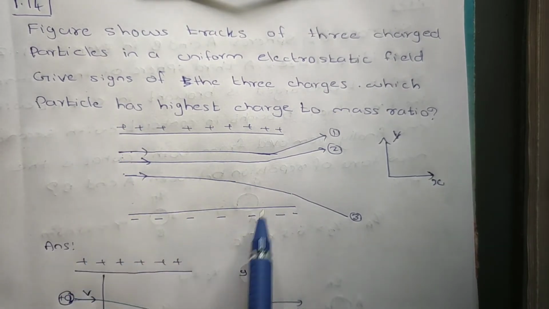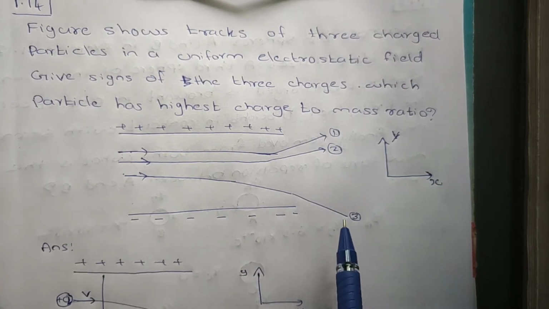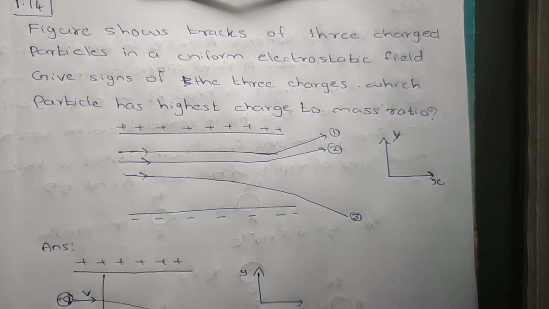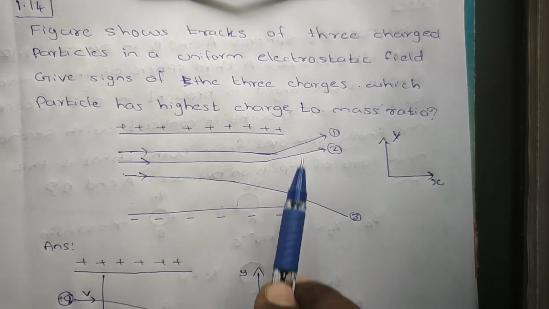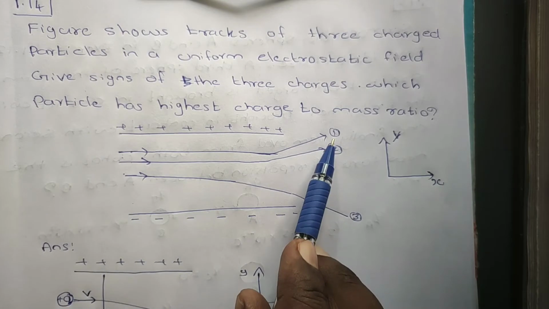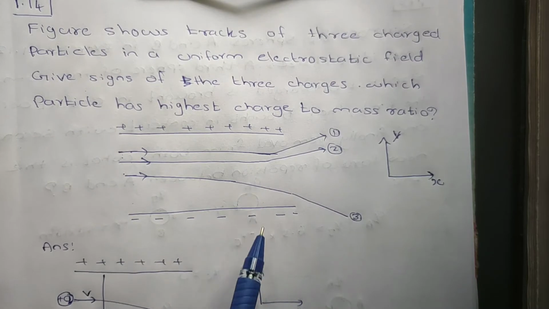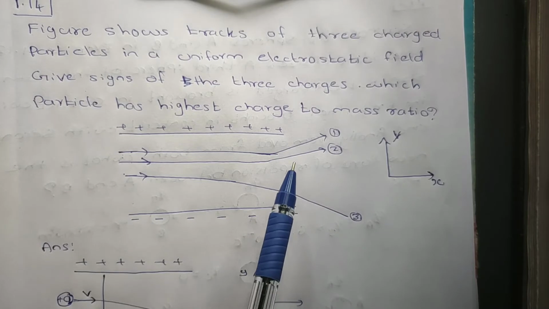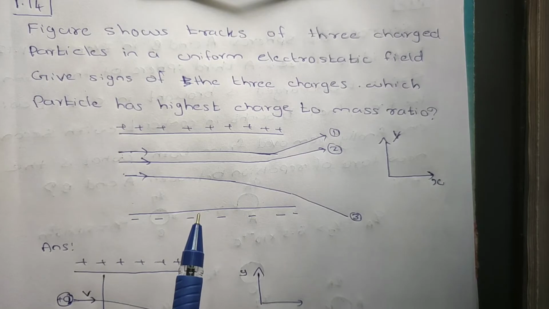Okay, this is the diagram. Here it is given, it is along the x-axis, it is y-axis. So we need to find out the answer for this question. First we have to know what is the meaning of this question. In this figure, they are given the track of three charged particles, 1, 2, 3. These charged particles are moving in this uniform electric field, so they are deflected. We need to find out the sign of the charges. Next we need to find out the charge to mass ratio.